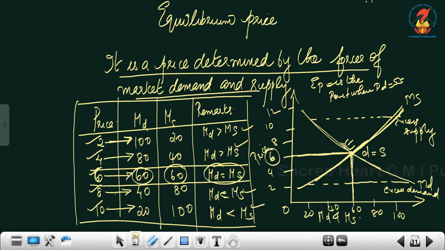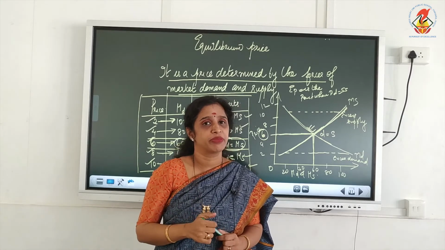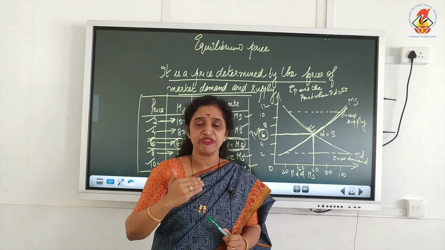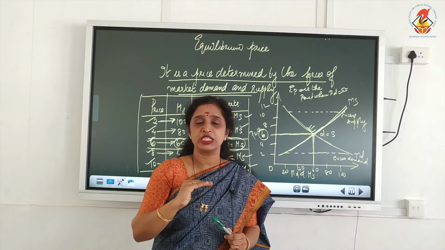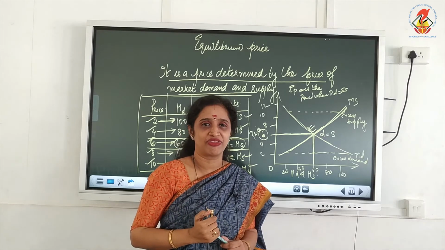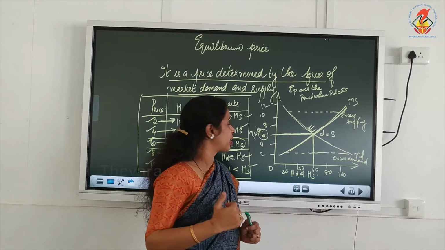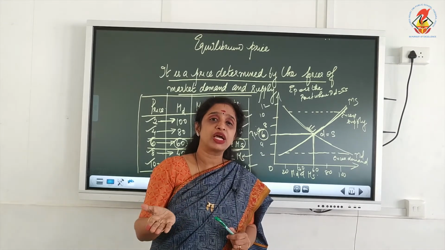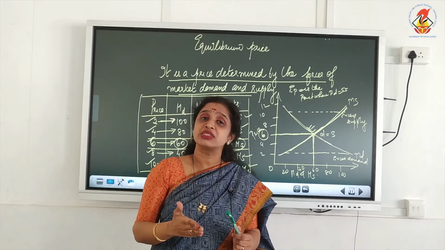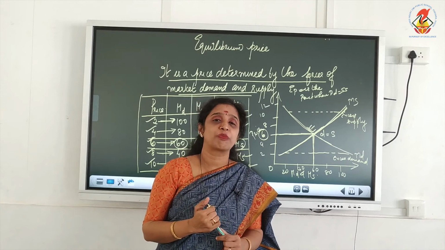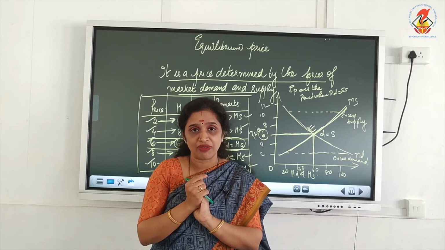Why is this known as an equilibrium price? The price in the market will be determined by the forces of demand and supply. Any deviation from that particular price will make the price reach back to the same level itself. I mean, if the price deviates from 6 either to 2 or 4 or either to 10 or 12, again it will be coming back to the same price due to the forces of demand and supply. Now let us see how the forces of demand and supply are playing to bring the price back to the equilibrium level of 6.